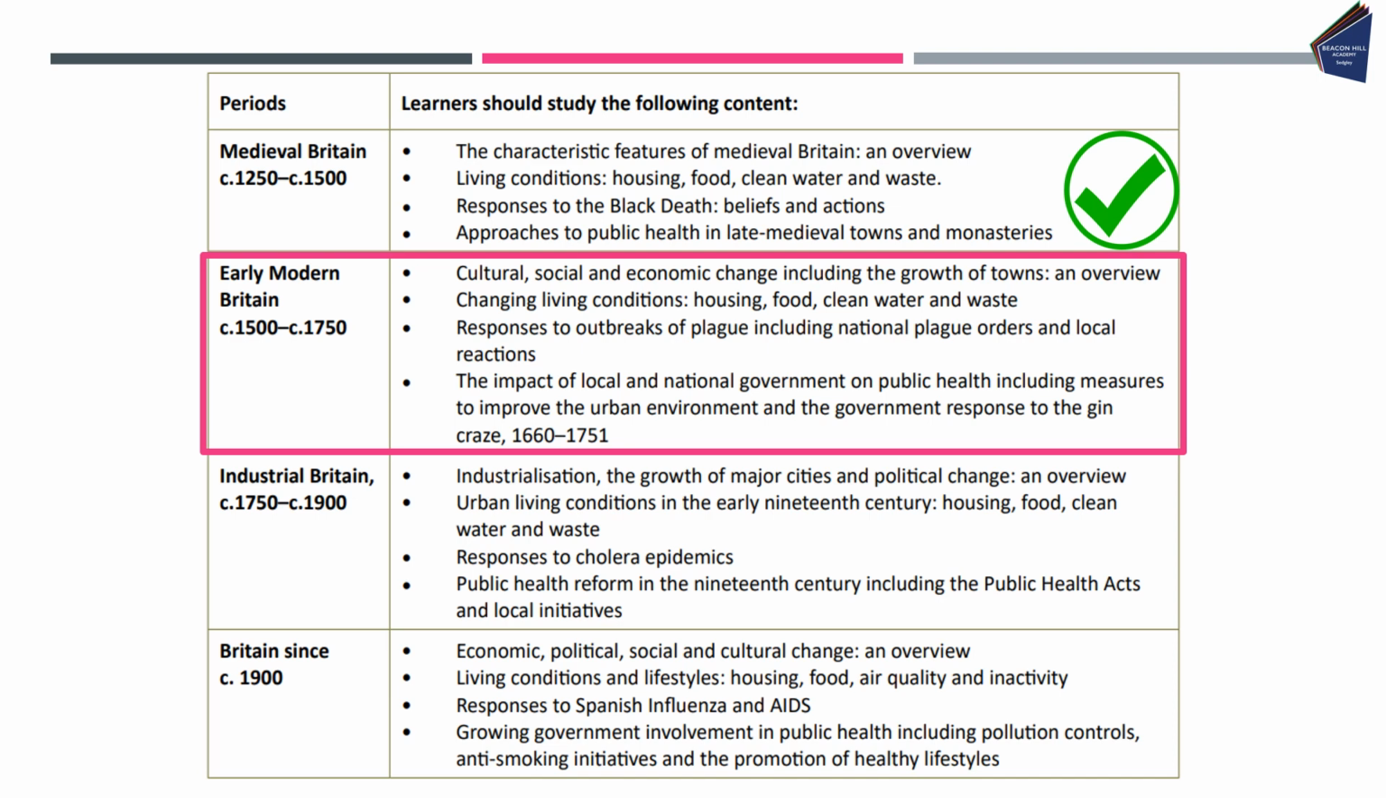The previous video looked at medieval Britain. This one is all about early modern Britain, 1500 to 1750. The exam board will expect you to know social, cultural and economic change, including the growth of towns, changing living conditions, which includes housing, food, clean water and waste, responses to outbreaks of plague, including national plague orders and local reactions, and finally the impact of local and national government on public health, including measures to improve the urban environment and the government response to the Gin Craze, 1660 to 1751.